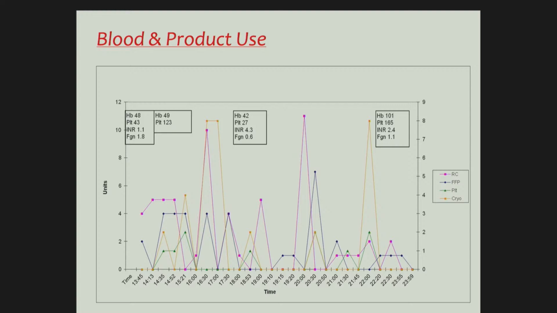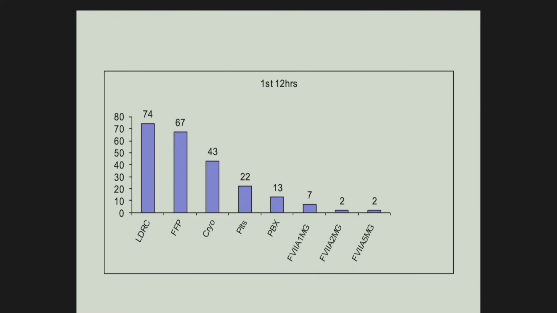So this is his blood product use just in the first 12 hours. And I've tried to put in the laboratory results as well. So you can see it was really difficult to give enough product to maintain or control that hemostasis. Over that first 12-hour period, he had 74 red cells, 60-odd plasma, platelets, prothrombin complex. We even gave him factor 7A.